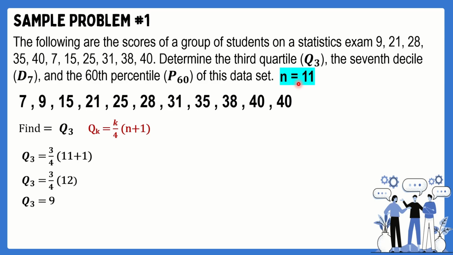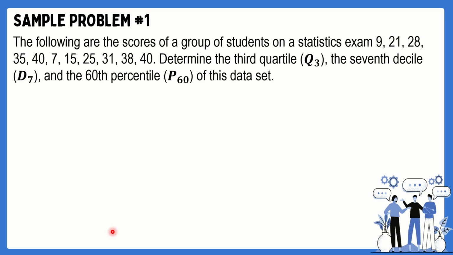So this is not yet our final answer. This just means that our quartile 3 is in the 9th position. So let's count: 1, 2, 3, 4, 5, 6, 7, 8, 9. Therefore, our quartile 3 is 38. So this is our final answer for quartile 3.